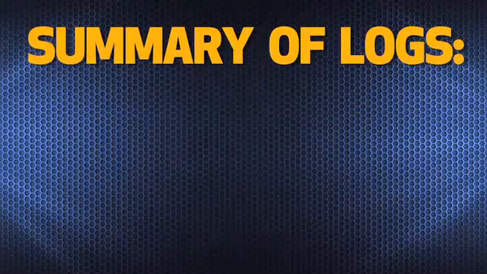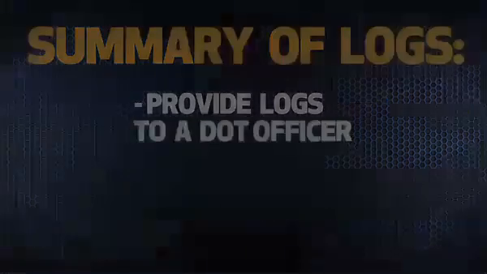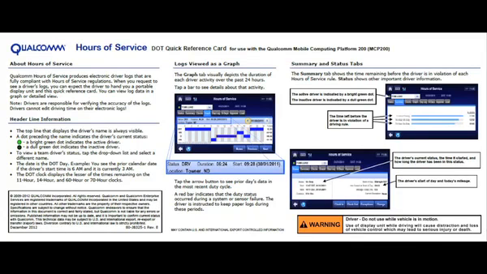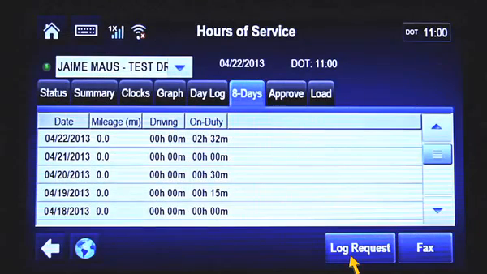There may be times when you're stopped by DOT and the officer wants to review your logs. There are 2 different ways to do this. 1. You can hand the officer the DOT Quick Reference Card, which provides step-by-step instructions on how to review your logs directly from the unit. Or, if the officer wants a hard copy, you can get this from the 8 Days tab. Tap the Fax button at the bottom of the screen.